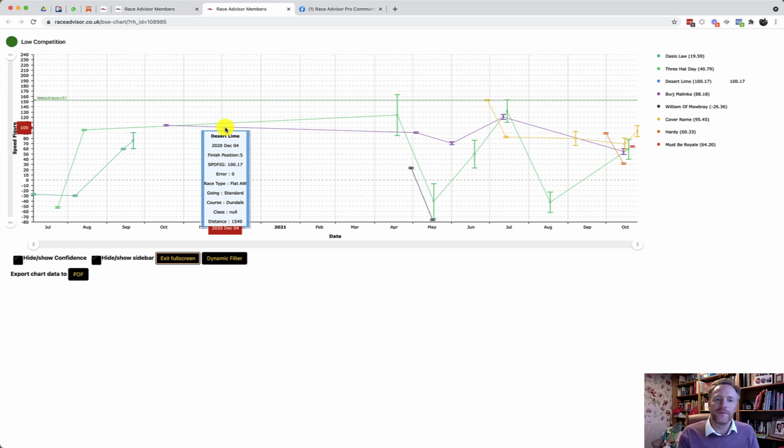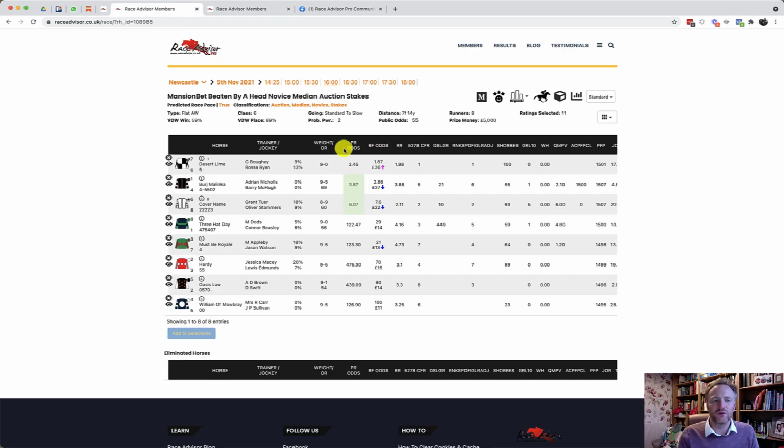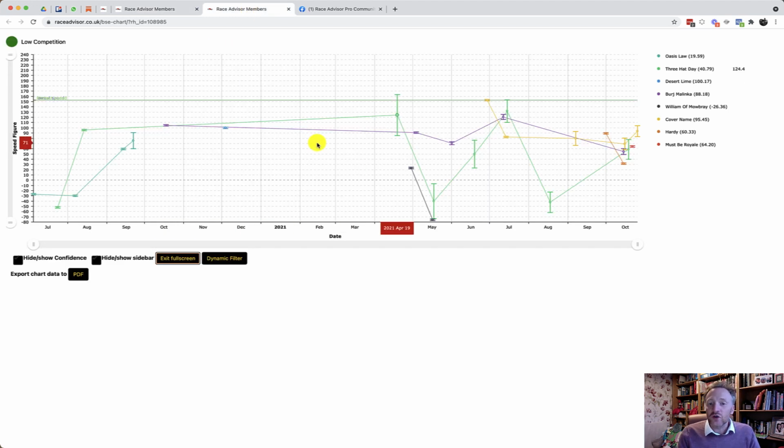Quick summary there. Very quick summary. Now, because this is a novice race, I'm going to jump back to the market and see what we're looking at. Desert Lime is favourite, short odds, then Burj Malinka, then Cover Name, then Three Hat Day. Okay, so coming back over here, Burj Malinka was that odds-on favourite, already a bit of a concern there.